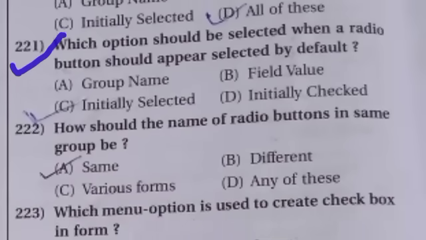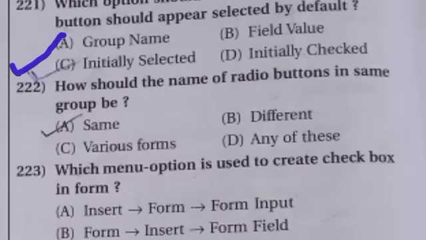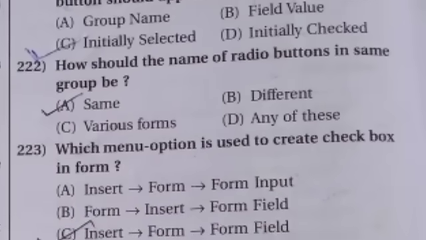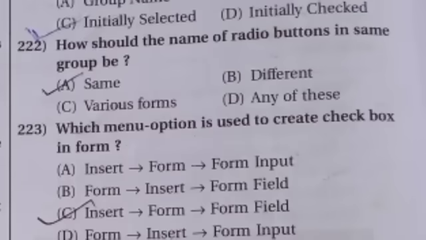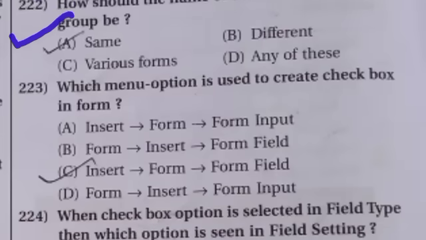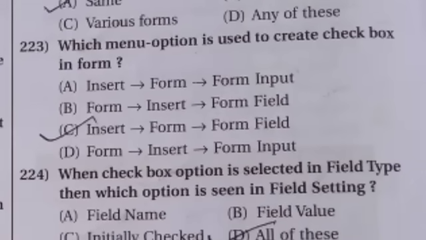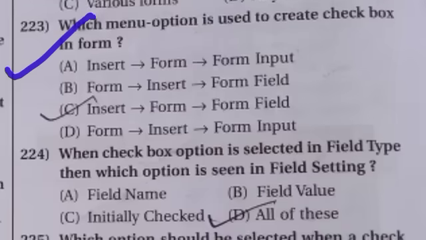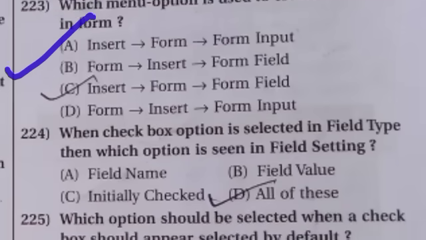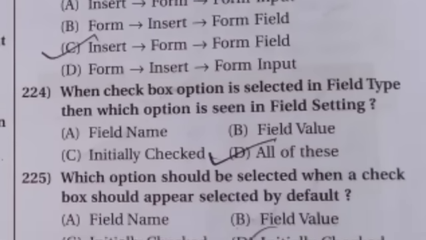Which option should be selected when a radio button should appear selected by default? C, answer is initially selected. How should the name of radio buttons in the same group be? A, answer is same. Which menu option is used to create checkbox in form? C, answer is insert form field.